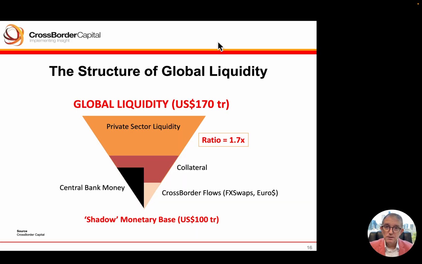Okay, so to start us off, it's useful to understand the big picture framework I'm using that guides my analysis and financial decision making. A lot of it revolves around the work from Michael Howell from Cross Border Capital and how he defines the concept of global liquidity.